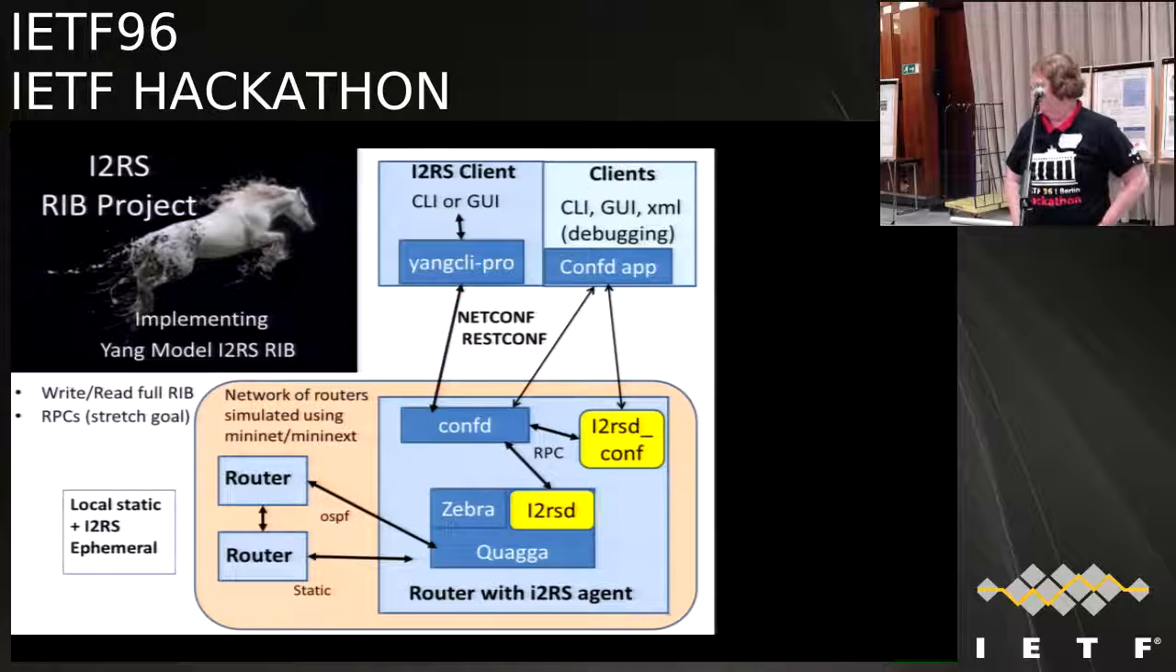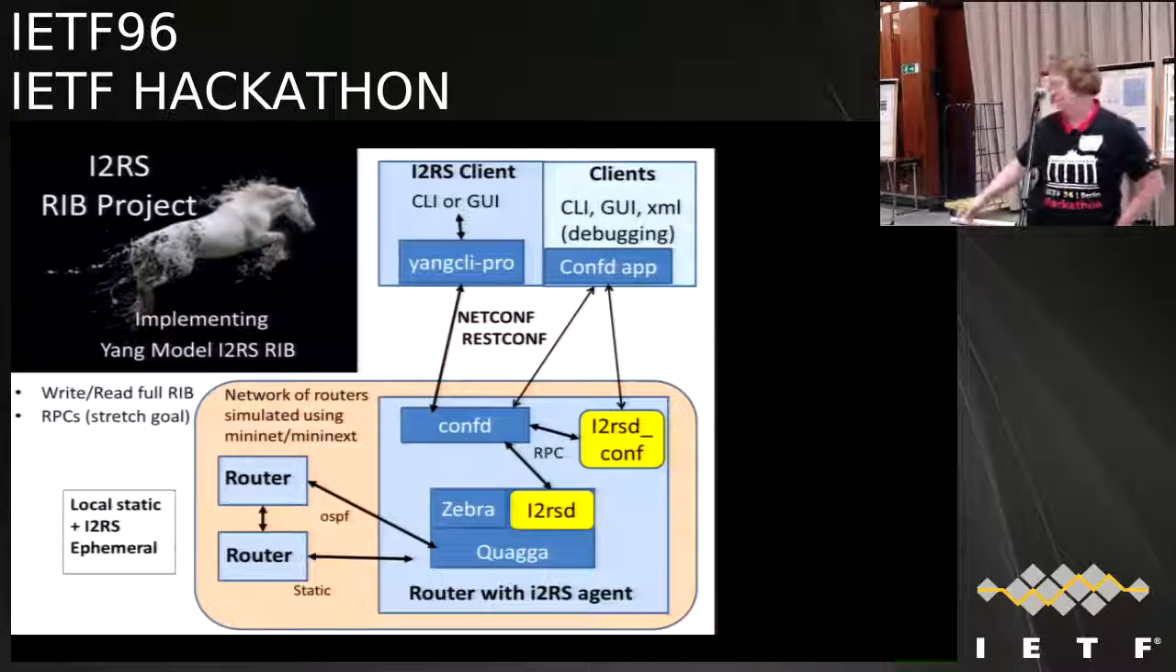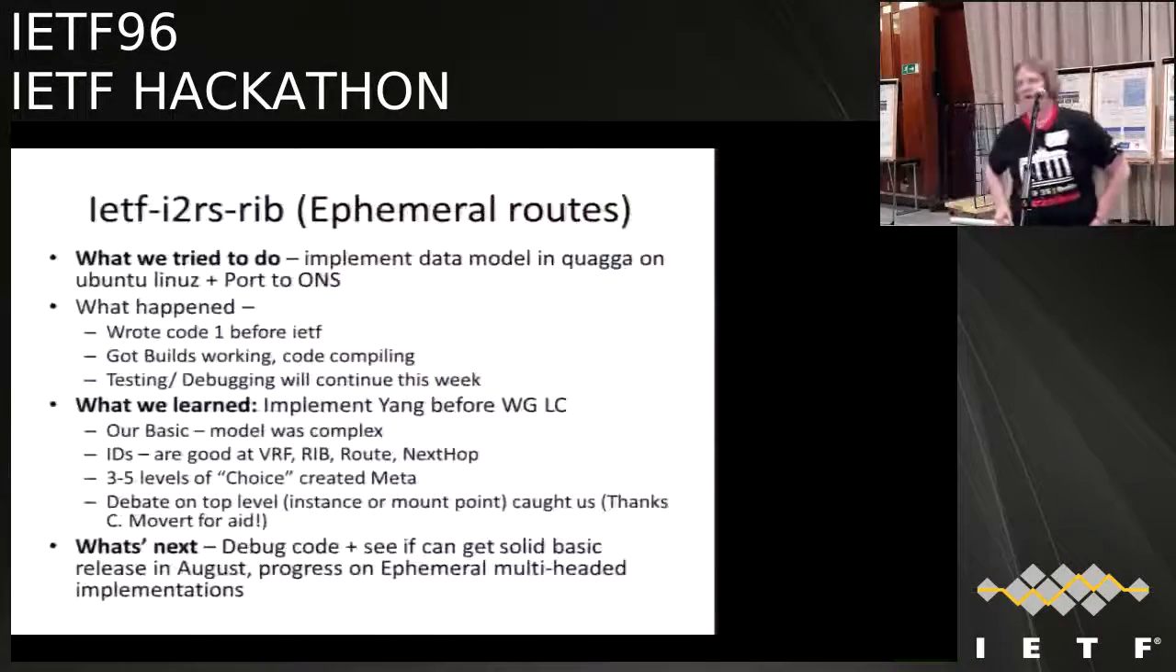And we're trying to get to a Quagga daemon, a new Quagga daemon called I2RSD that can be rolled into Quagga. Okay, so that's what we tried to do. We had high hopes because we have so many ONS folks. We hope to get it up and running on Ubuntu Linux and port it to ONS.